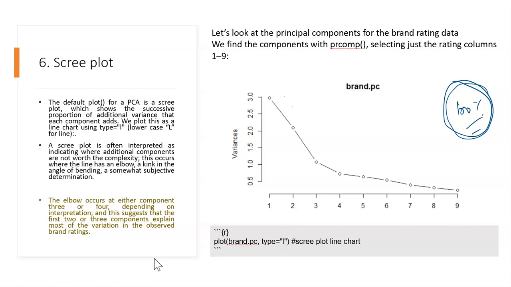It's often interpreted like this: wherever the line has an elbow or a kink, the angle of bending, that suggests the number of components one should go for. So the elbow occurs at either component 3 or 4, depending on the interpretation, and this suggests that the first two or first three components explain most of the variation in the observed brand ratings dataset.